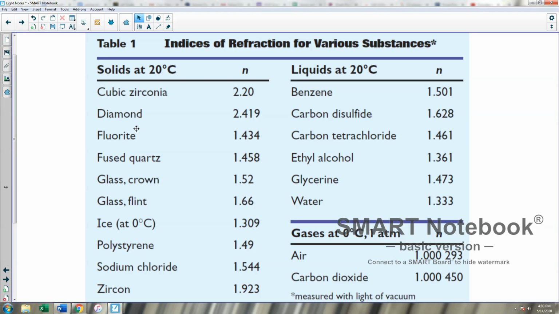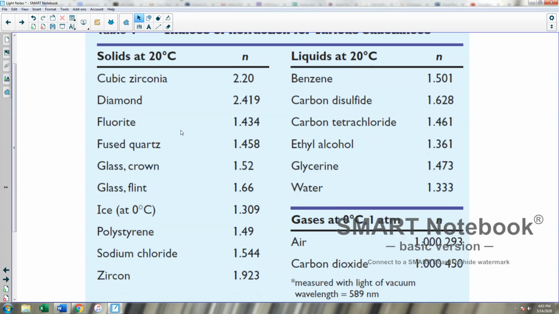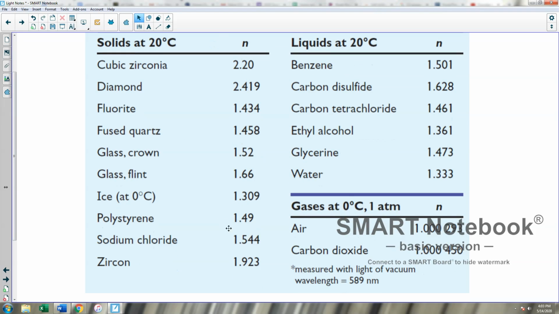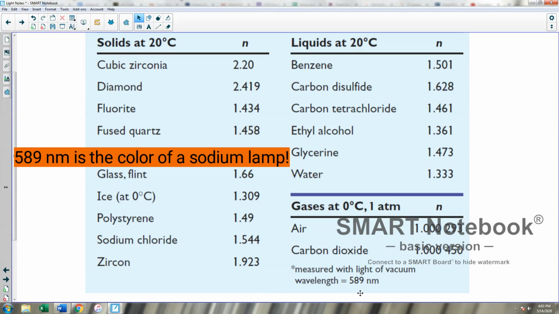Now you say, Mr. Kuiper, you just said that all light refracts at different degrees. So normally when we talk about this, we're talking about a specific color. And so this is 589 nanometers. That would be like yellow or orange light, kind of in the middle of the spectrum. So blue light would have a higher index of refraction than red light. But we usually just measure one. Usually it's yellow light.